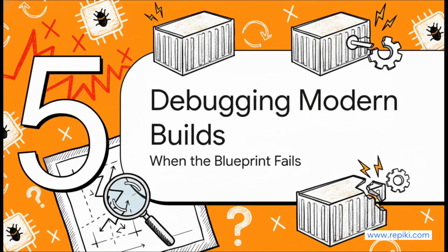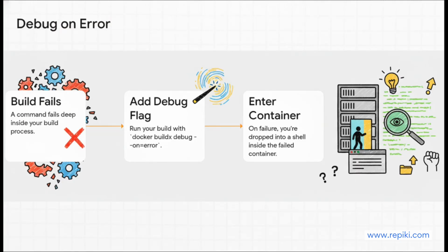Of course, even the best blueprints can have flaws. So what happens when things go wrong? Well, that brings us to our final section, debugging modern builds. Oh man, we have all been there. Your build fails on step 17 of a 20-step Dockerfile.